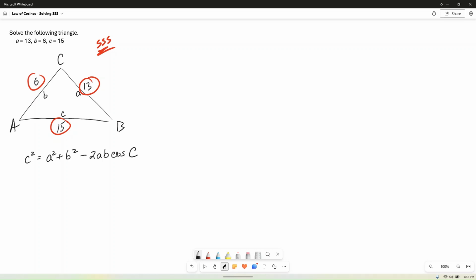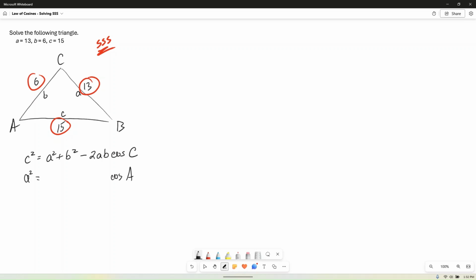Well, what angle are we dealing with? If we have side C, then that means we're looking at angle C. So if I were to replace this with, say, a squared equals, what angle is going to go into the cosine? Angle A, right? So the isolated side in our equation matches the angle in the cosine of the equation.